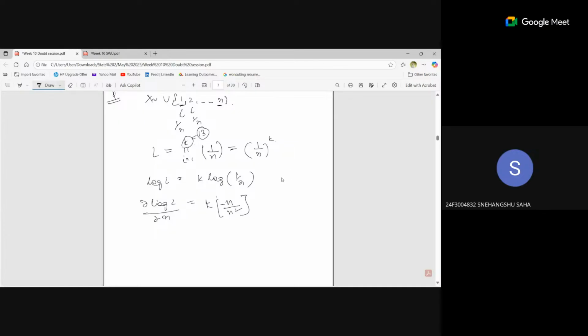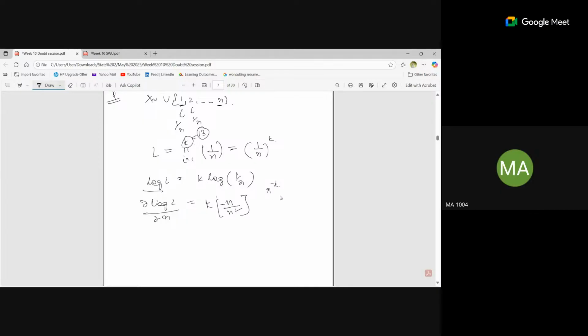Ma'am, even if we did not take the log, we could have easily differentiated n to the power minus k. It was quite easily differentiated. Yes, it is simple. These are the steps: first you take the log, then you differentiate. We take log so that it makes the calculations easier, but we could have differentiated the original function also. Same thing.